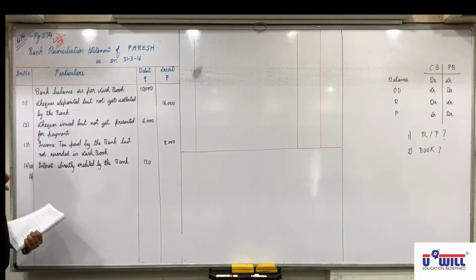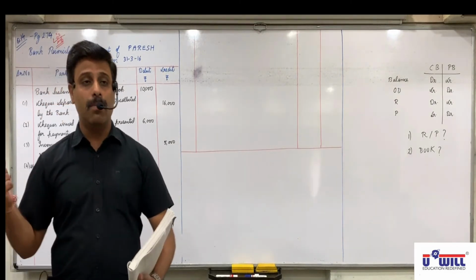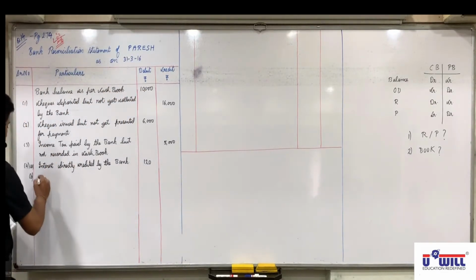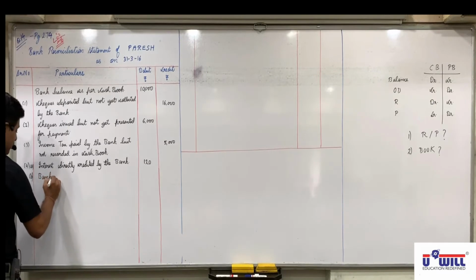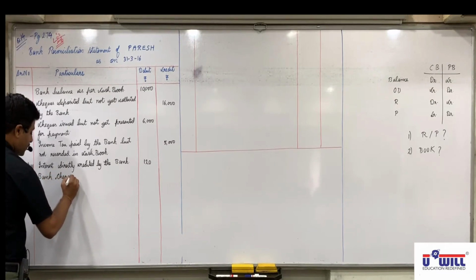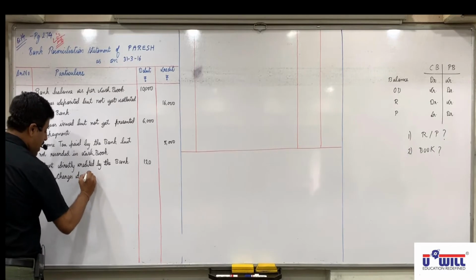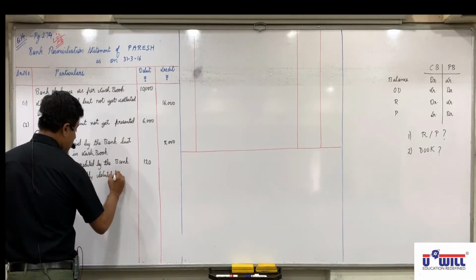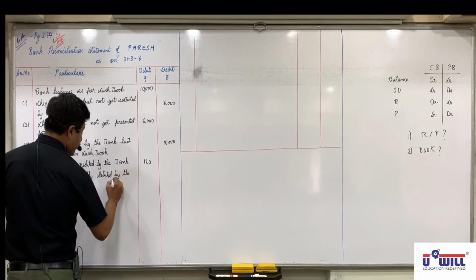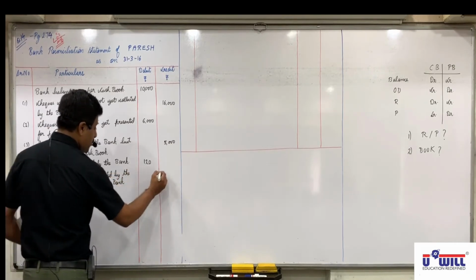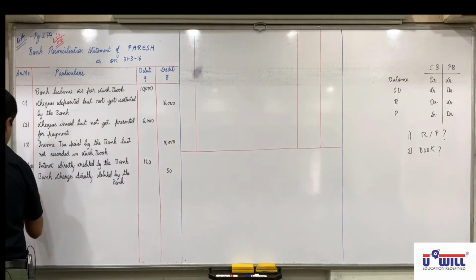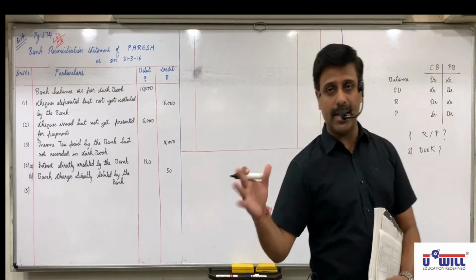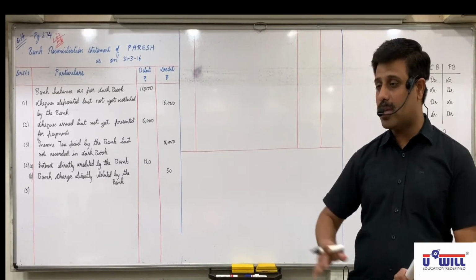Or if you are clear with this, bank charges of 50 is debited in passbook but not credited in cash book, so credited in BRS. Bank charges directly debited by the bank. So 50 is debited in passbook but not credited in cash book, credited in BRS. Even if you write it as fourth and fifth reason, it is fine. Numbering of reasons is not relevant.